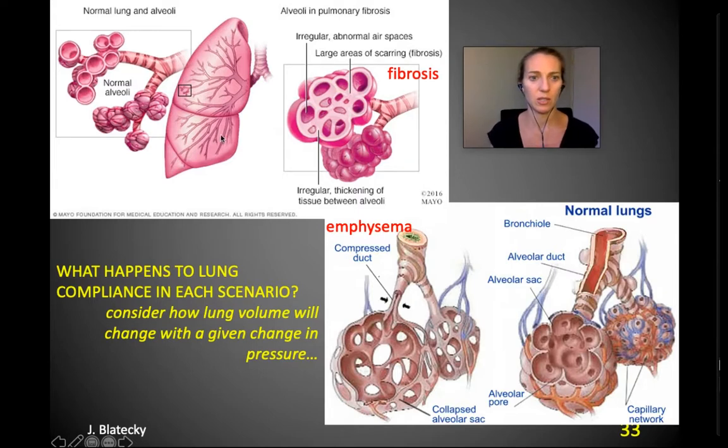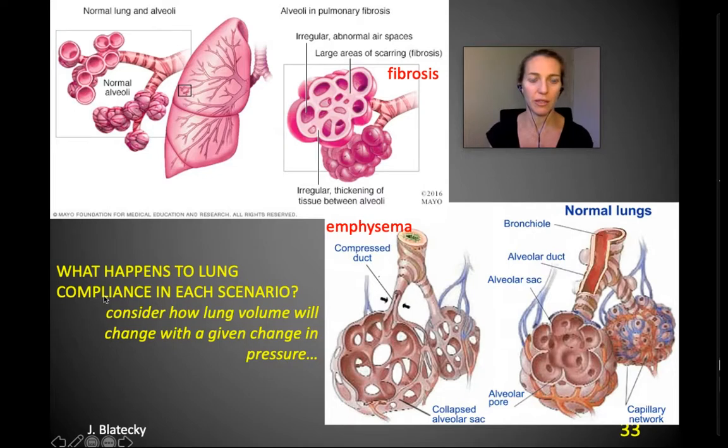So I want you to consider these two scenarios. Fibrosis up here. This is a normal alveoli, and this is lungs with fibrosis. You get stiffening of tissues here. You get these large areas of scarring. That's really what fibrosis means: thickening of the tissues between those alveoli. A nice little picture here. And then a very different clinical condition, categorized as one of the types of COPD, is emphysema. Again, normal lungs, normal alveoli, and then these are some alveolar sacs with emphysema.